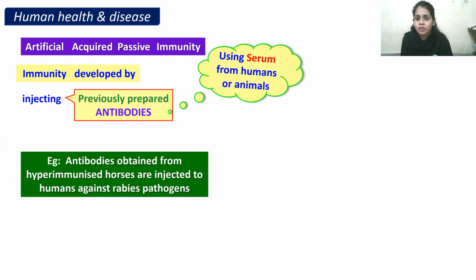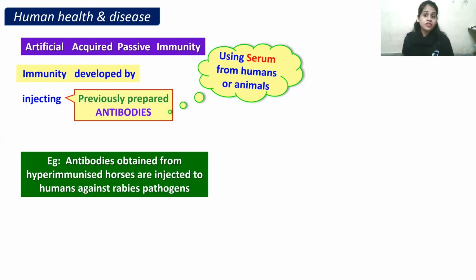We usually give the antibodies which are prepared using the serum from humans or animals. So in what cases do we give this kind of ready-made antibodies? Specifically in case of a dog bite, because there we cannot wait for the antibodies to get produced in our body. Till then we might get rabies and get infected. Here antibodies obtained from a hyper-immunized horse are injected into humans against the rabies pathogen. So to protect you from rabies, at that time we have to give the ready-made antibodies.